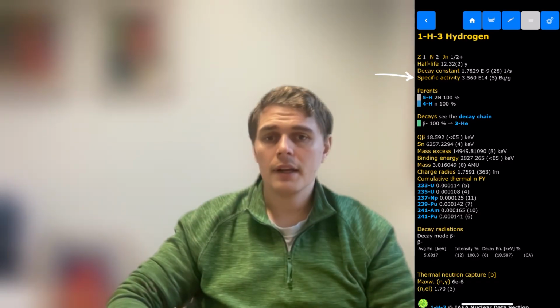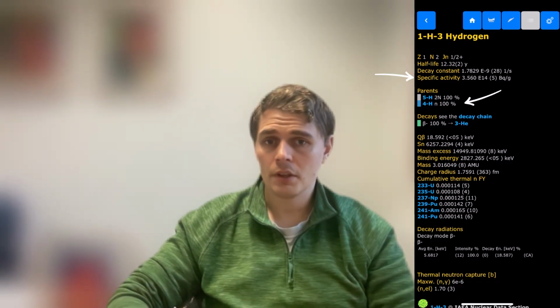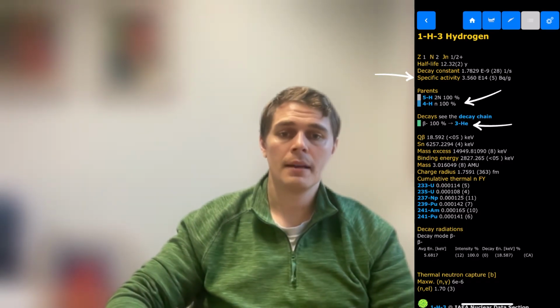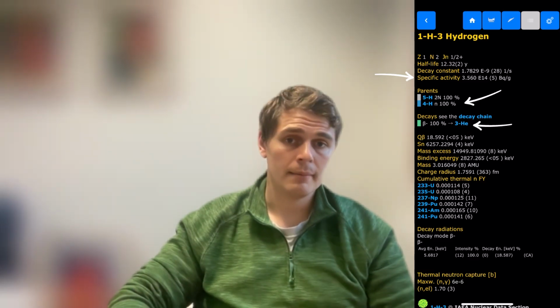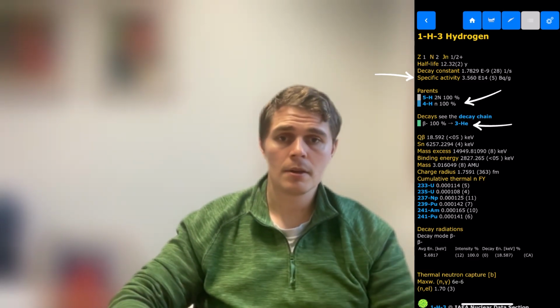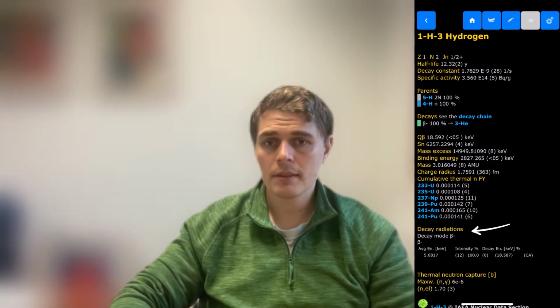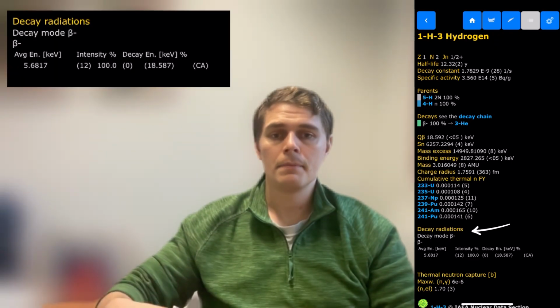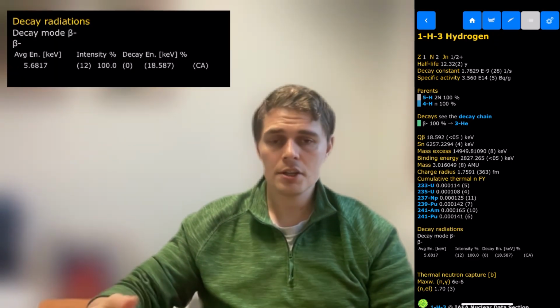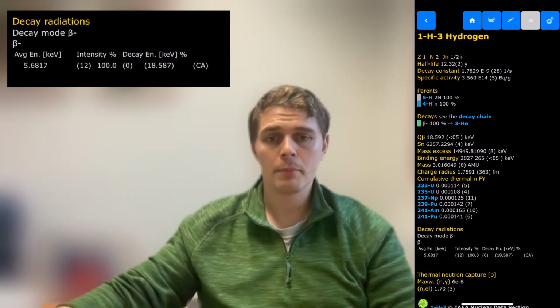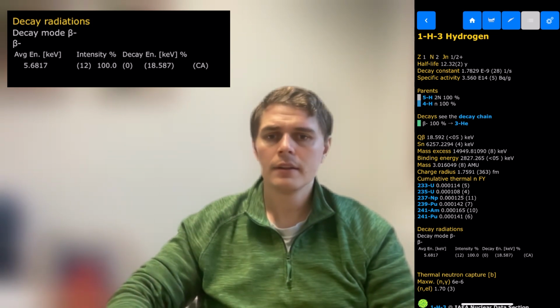What we can see is the specific activity of it, the decay series. We can also see the end product that it decays into, helium-3 in this situation, a stable isotope of helium with only one neutron. Further down, we are given details about the beta emission. There's a table with the beta particle and its energies. So the average energy here is 5.68 keV.